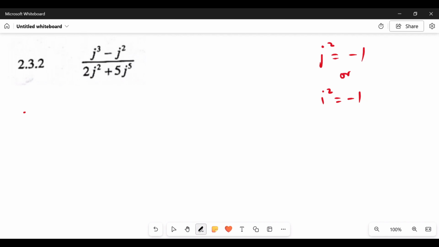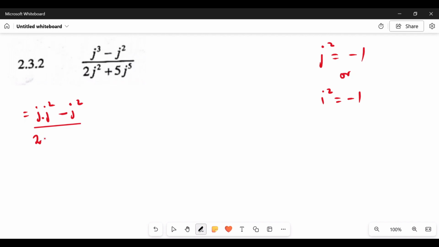So when you come across this, the first term on the numerator, we have j cubed. So you need to first separate this. You say j multiplied by j squared. This here is going to give you j cubed, right? Minus j squared. For now, let's leave it as j squared. This one, just simplify first.